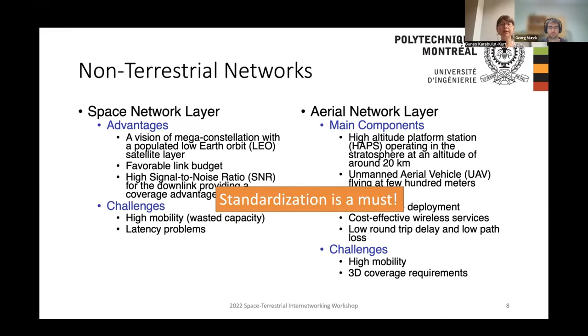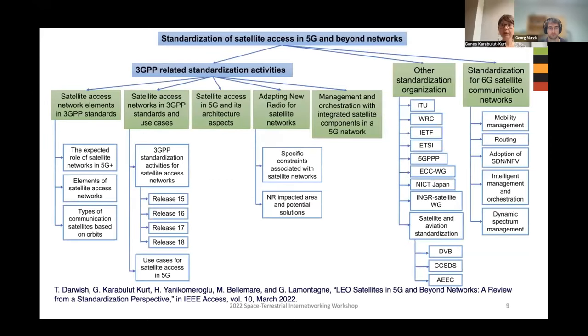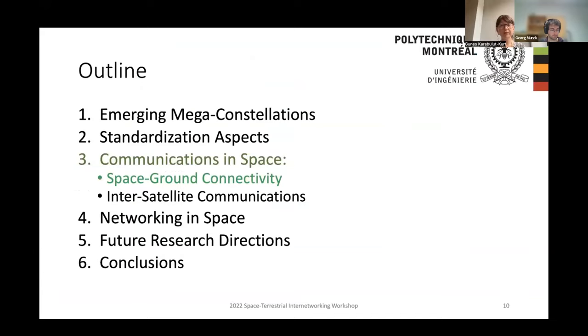So how can we make it a commercial success? Standardization emerges as the main solution. And if you look at the standardization aspects, it's already emerging, so that's good news from that front. Even starting from Release 15 of the Third Generation Partnership Project, we can see the inclusion of unmanned aerial systems, high altitude platform stations, and also satellites of multiple layers, especially in the new radio standardization aspects. We must also note that 3GPP is not the only organization that considers standardization, and there are a number of activities going on. It's clear that with standardization, it is possible to increase the total number of users in these systems, and to make the satellite systems a commercial success.